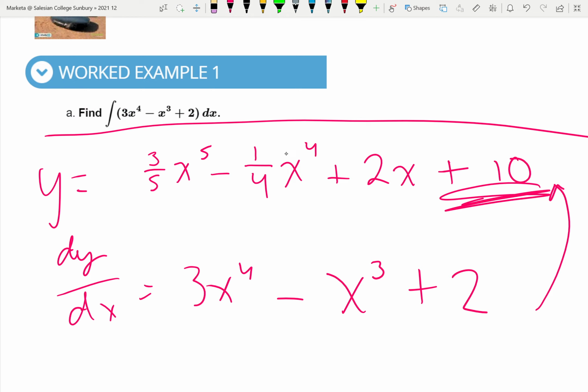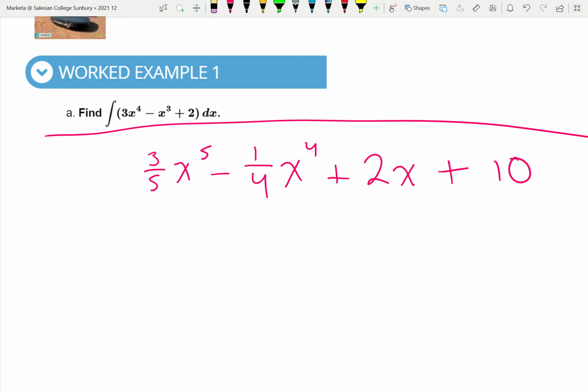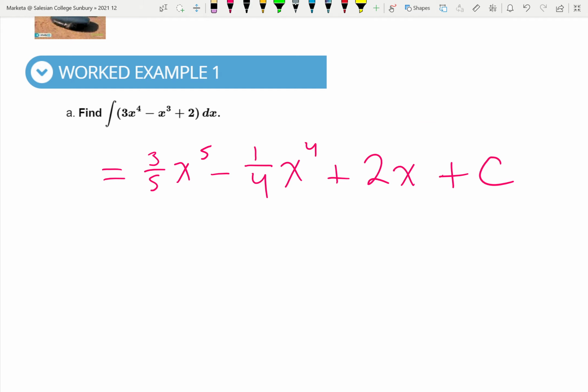So the point is that we don't know if there's a plus 10, a minus 50, a plus 0 at the end. Who knows what is at the end? So what we do to indicate that we don't know what's at the end, we put plus c, and c is the constant, and whatever that may be. So there would be our answer to the first one.